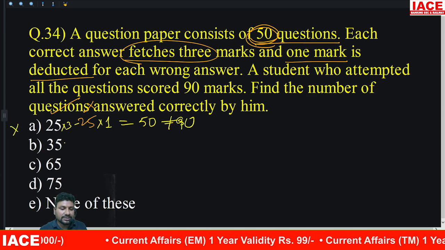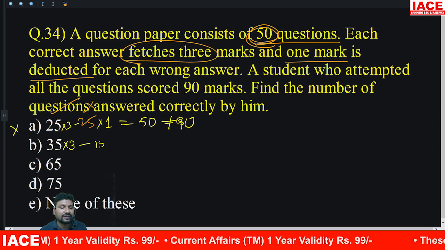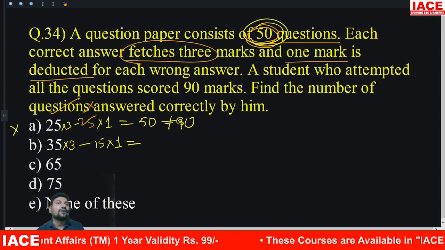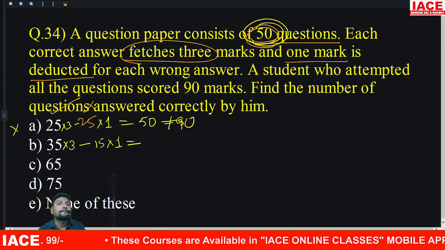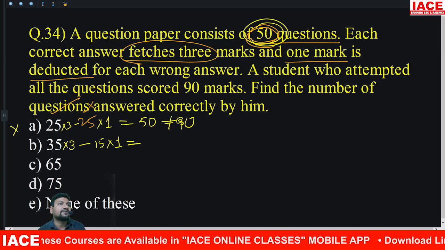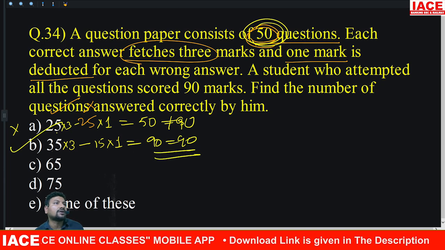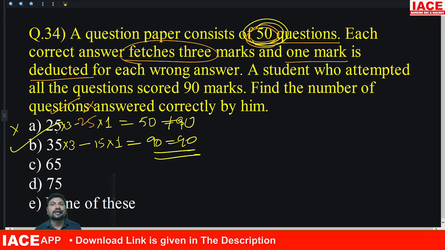And the second option, 35 into 3. 35 correct means 15 wrong, because total questions are 50 only. Out of 50, 35 correct means 15 wrong. 35 3s are 105. 15 1s is 15. 105 minus 15 equals what? 90. LHS equals RHS. Which option is right? Option B. They have given the correct questions, and the remaining questions are wrong questions.